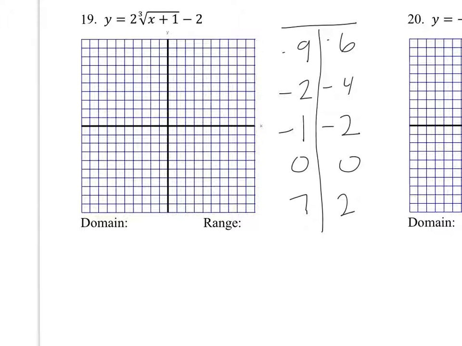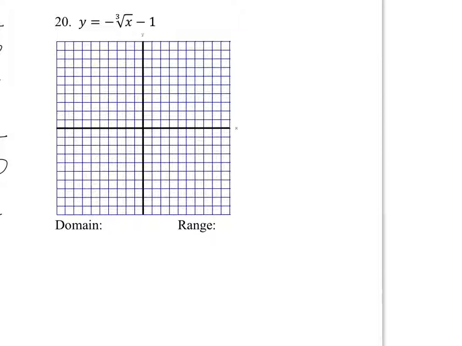Plot those points. And this is what you should have. Make sure you have arrows. And then there should be a curve right here through the point. This is the point where it kind of curves up and then curves down. So when I look at my domain, I go on forever on the left, and I go on forever on the right. So I'm going left and right, so that means it's all real numbers. For my range, I'm going down forever, and I'm going up forever. So that's also all real numbers.